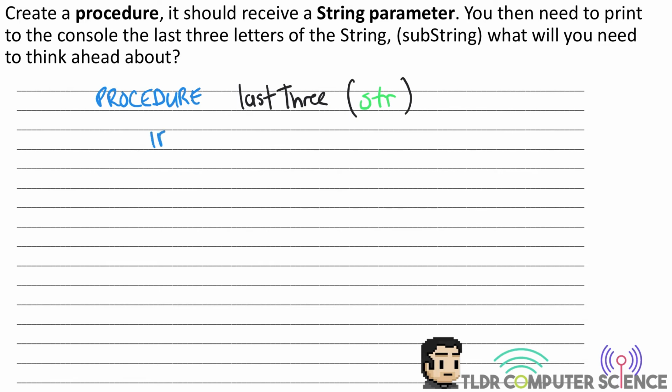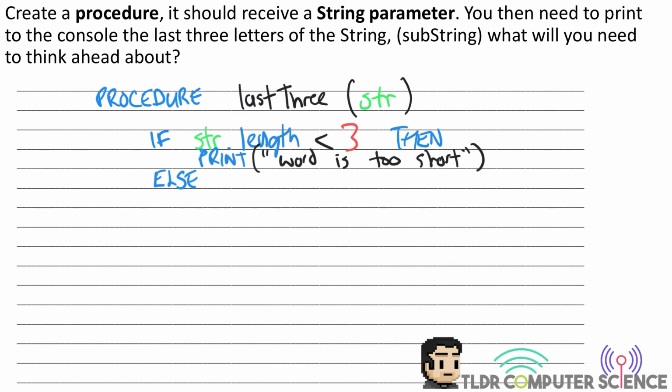So if str.length, what do you care about it? Yeah, if it's less than 3, then, and I'm going to do that message again, needs to be a longer word. So far, we're basically in the same place we were last time. We've got it taking in a string, evaluating the length of the string to see if it's less than 3. If so, word is too short. So at this point here, we can assume that it must be 3 or longer.